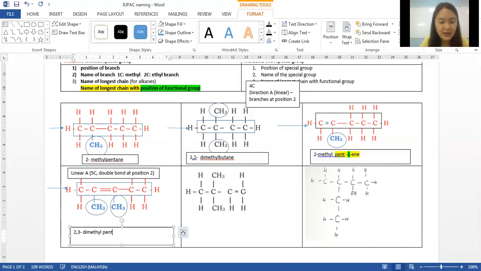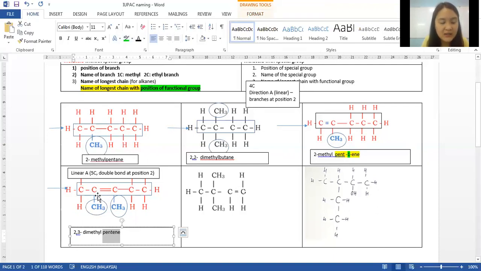So if you remember, 5 carbon is pent, and because it has a double bond, it's called pentene. But again, according to the rule, you don't just name the longest chain, you must also tell people where your functional group is. In this case, it's the double bond. So where is my double bond? My double bond, or my "ene", starts from position number 2.